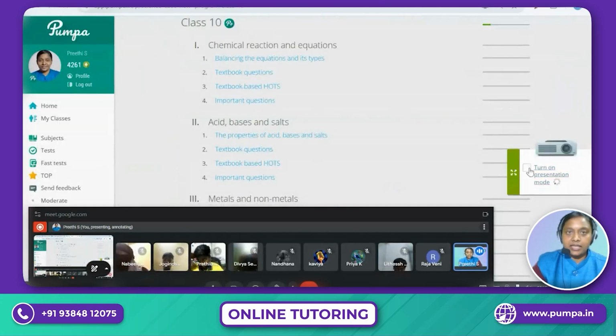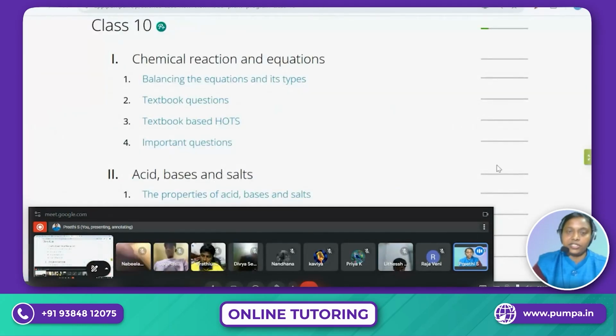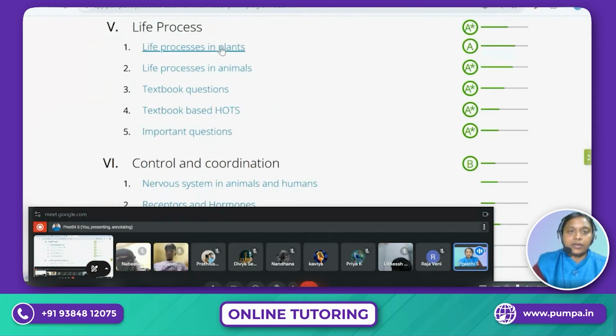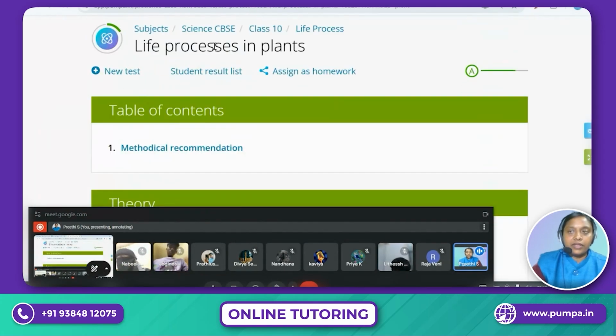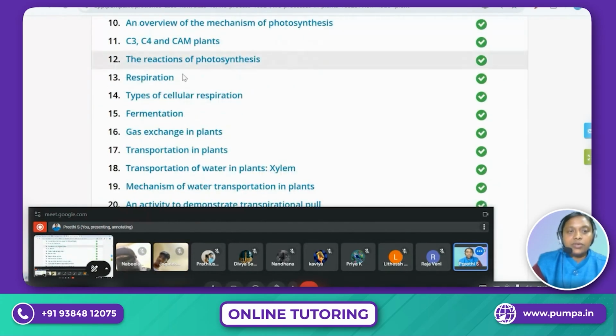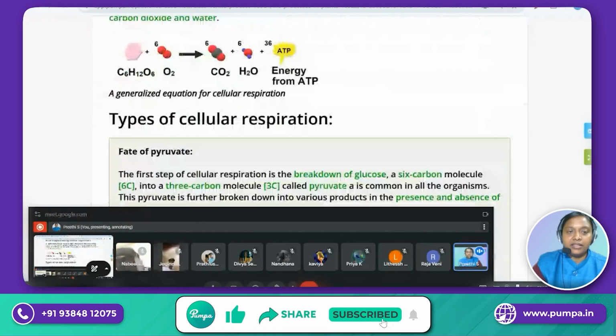In our last class, we learned about fermentation. We have just started fermentation. Am I right, everyone? Anyway, we are going to complete this life process in plants today. So, types of cellular respiration.